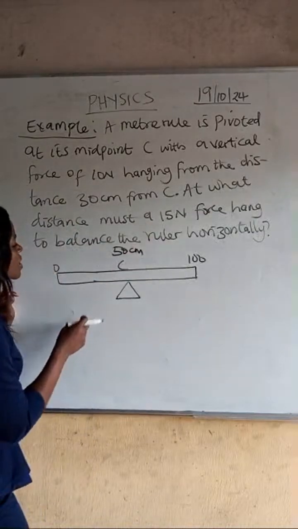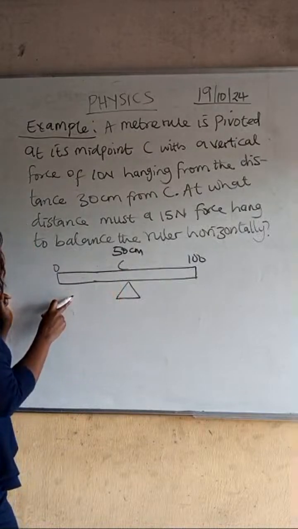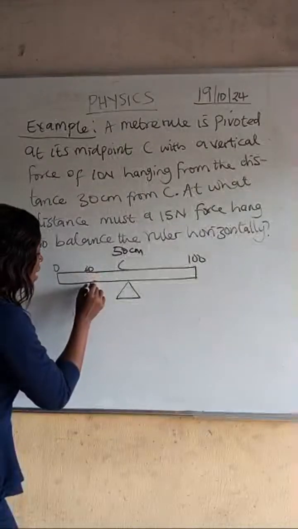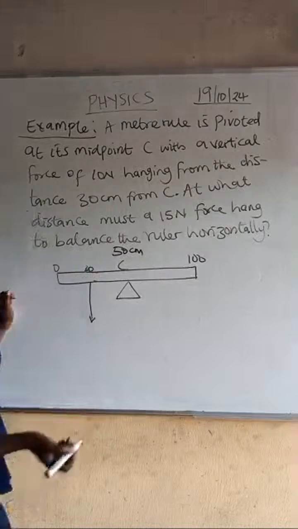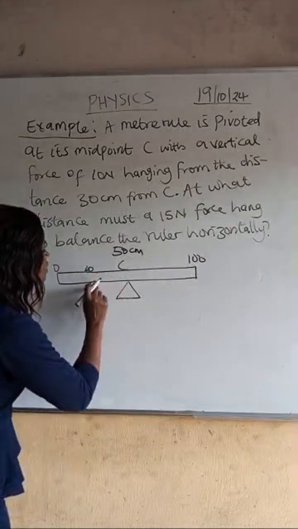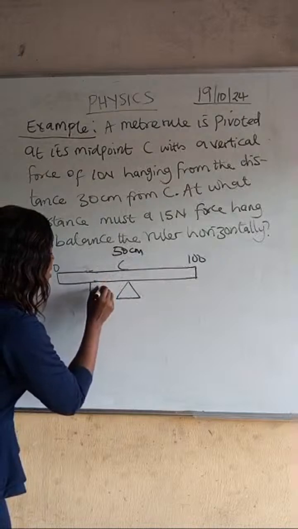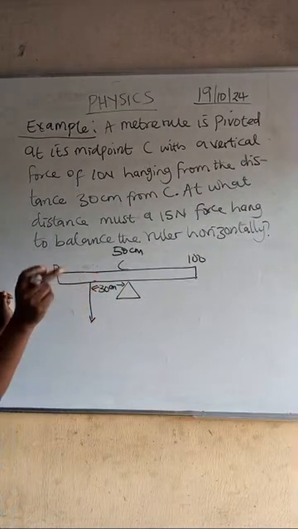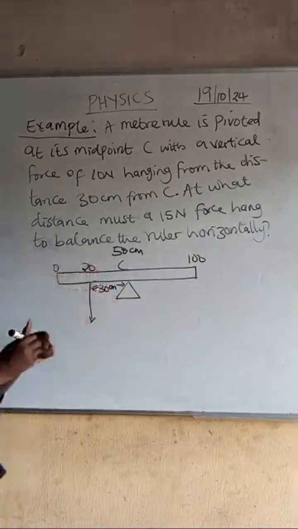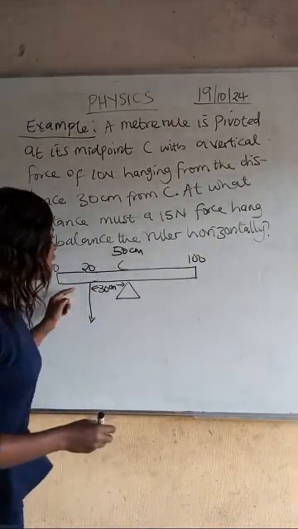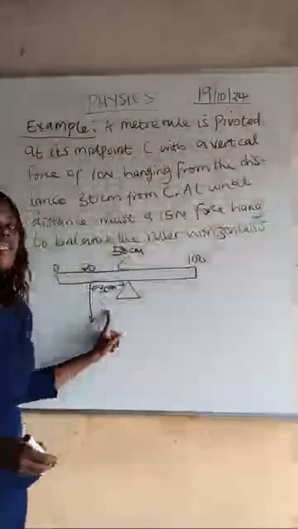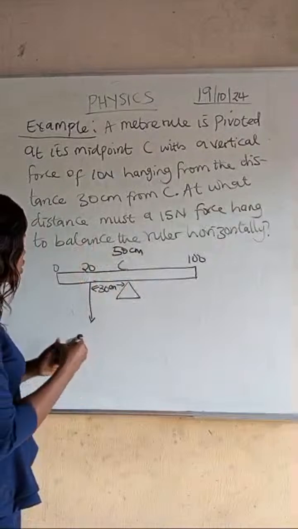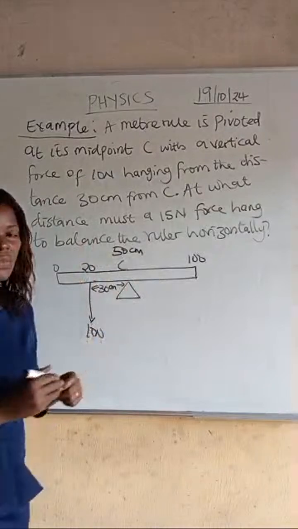Now, this is C. Then from here, we're going to hang it where? From here to have a distance of 30, we hang it here. Now, if you are calculating the distance from here to here, that is 30 centimeters, right? That means I'm going to hang it at 20 centimeters, so that the difference between 50 and 20 is going to give me 30. Do you understand? They say the distance from C to where this 10 Newton force was hung is 30.